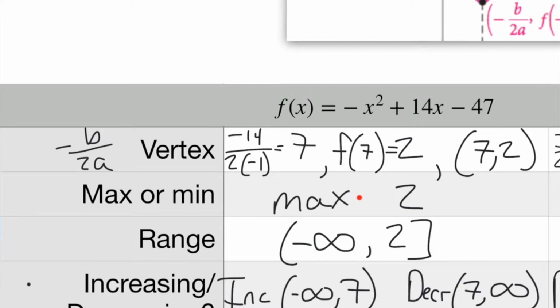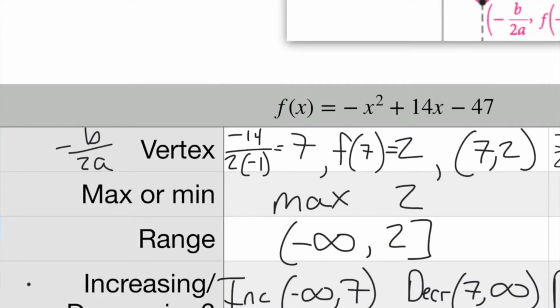Now, because the a value is negative 1, we know it's going to be an n instead of a u. It's going to open downward, and the vertex itself is going to be a maximum. That maximum value occurs at 2, where the vertex is, so it's a maximum of 2. The range of the entire function, therefore, is from negative infinity up to 2.